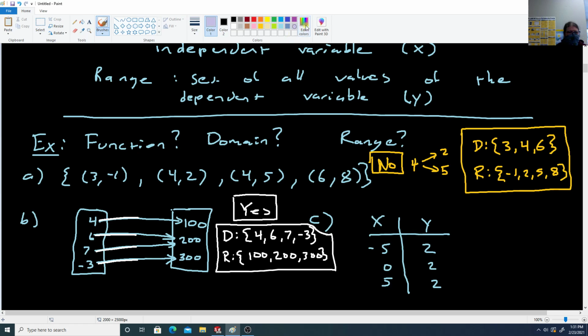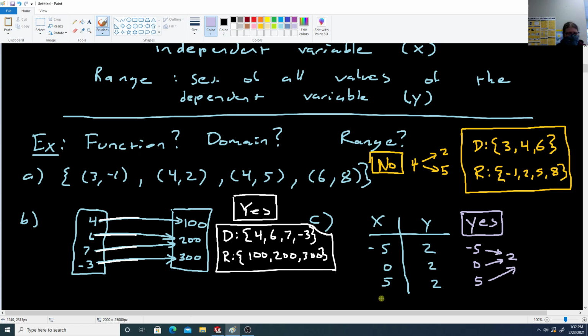And over here we got, okay, -5 gets sent along to 2, 0 gets sent along to 2, and 5 gets sent along to 2. So yes, this is a function. It may seem like it shouldn't be, but if we draw what's going on here, -5 is being sent to one place 2, 0 is being sent to one place 2, and 5 is being sent to one place 2. So for each input, it's being sent along to exactly one output. We don't have 2 arrows coming off of any of the inputs.